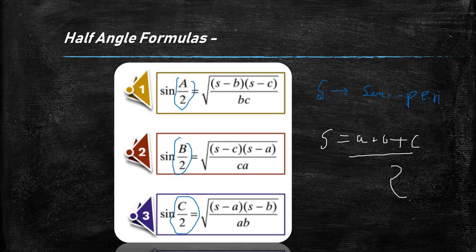Sine B by 2 is under root of (S minus C)(S minus A) by AC. And sine C by 2 is under root of (S minus A)(S minus B) by AB. So here, if you have to find sine of B by 2, then in the RHS the small b will not be included. Here also the same symmetry is followed.